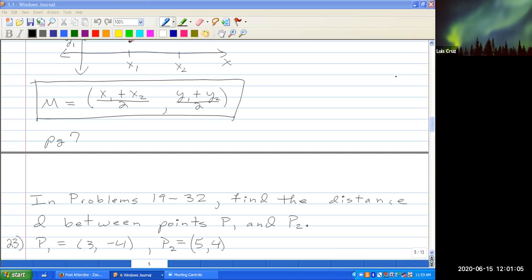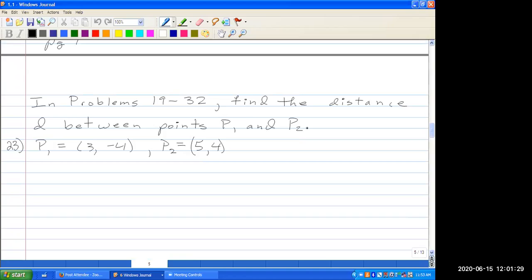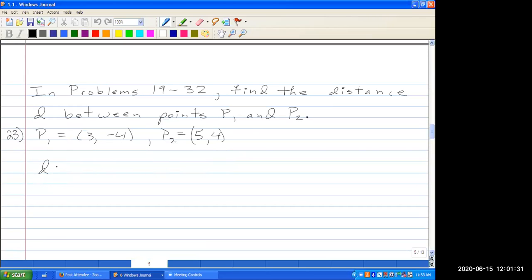Professor? Okay, so let me do problem number 23 on page 7. In problems 19 through 32, find the distance D between the points P1 and P2. Okay, so let's do that. So I have here the distance formula is just the square root of x2.